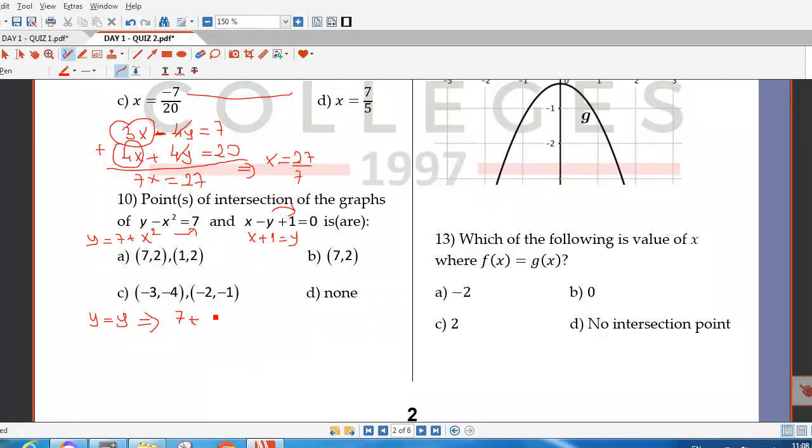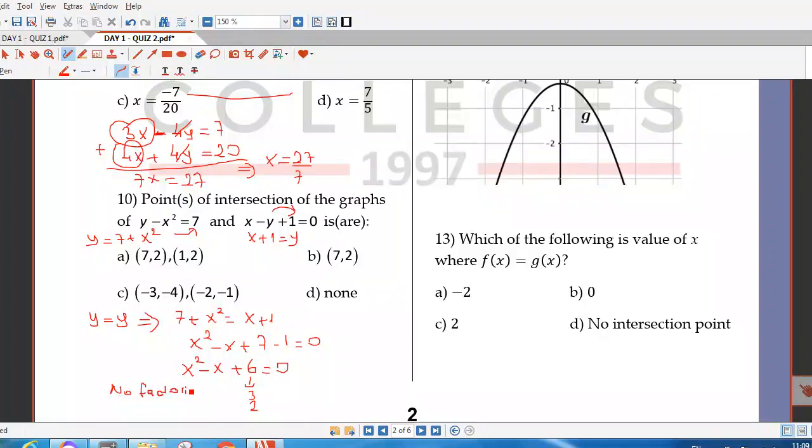7 plus x squared is equal to x plus 1. Write all the terms to the same side. x squared minus x plus 7 minus 1 is equal to 0. x to the power of 2 minus x plus 6 is equal to 0. If I want to use 3 and 2 to get negative x, negative and positive should be used, but it is not going to give us 6, so there is no factoring.